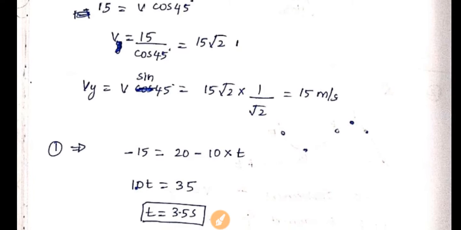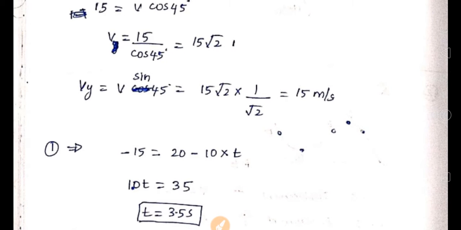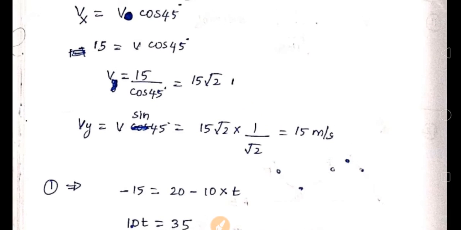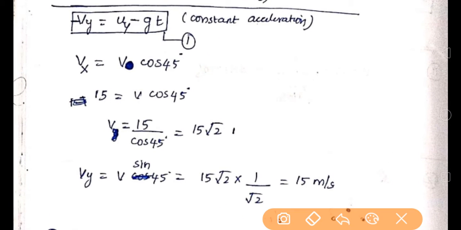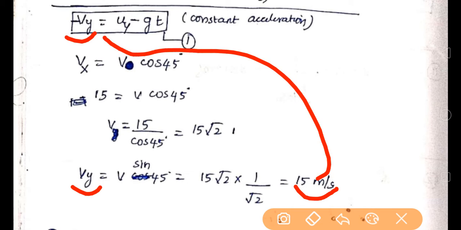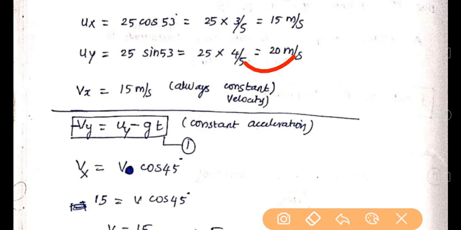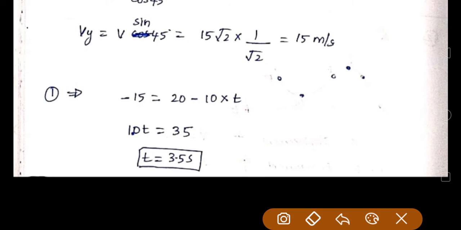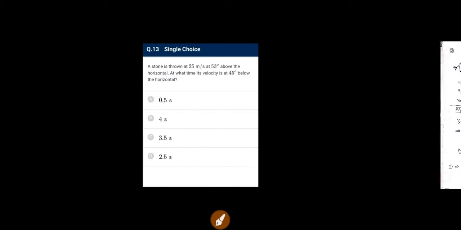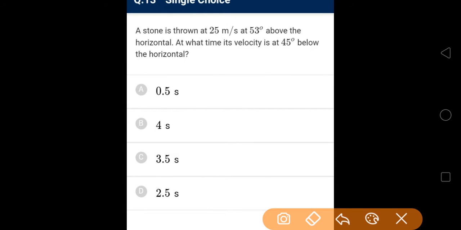Now the question is at what time it is 45 degree below the horizontal. Now you have found this Vy value, apply 15 meter per second for Vy in this equation. Uy is well known, G value is known, T is unknown. What is Uy? 20 meter per second. Now we have to find the T value. So minus Vy is equal to Uy minus Gt. G is 10. From this you can find T is equal to 3.5 second. So 13th one, option C.